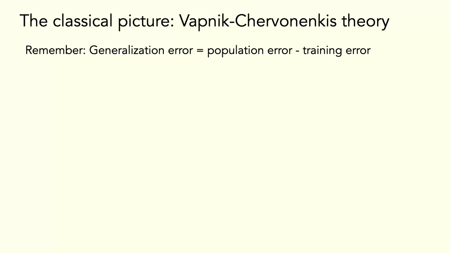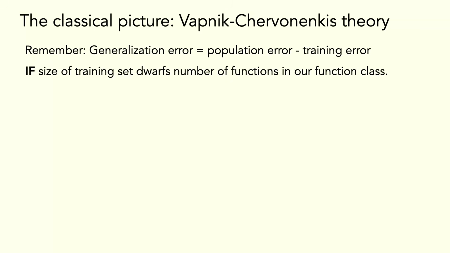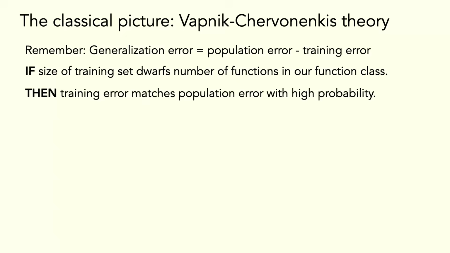So remember, generalization error is the difference between the training error and the test error, or the training error and the population error. And the basic argument of this theory says that if the number of training data points I fit to is much larger than the number of functions under consideration in my hypothesis space that I'm searching over, then you can guarantee to some degree that the population error matches the training error. So it's something about the size of the training data and the number of distinct functions that I'm searching over. Something about the ratio between these things.